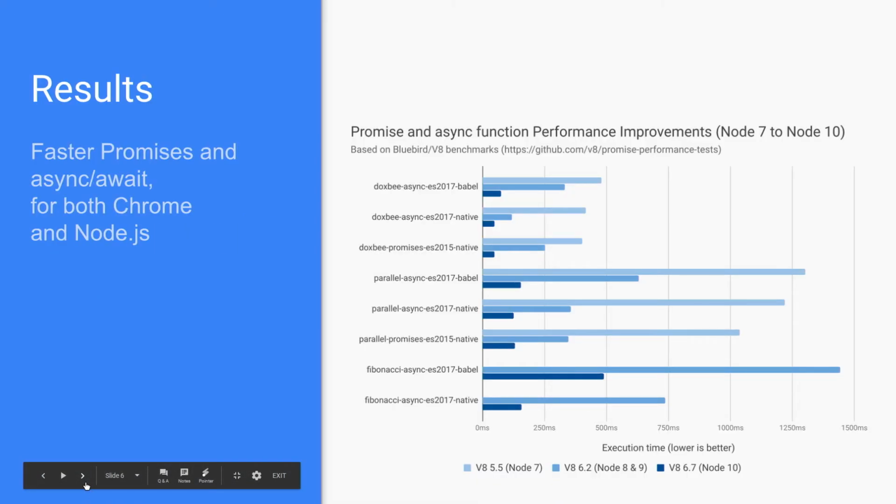And so here are some of the benchmarks we have been running. Both for transpiled code and for native code, we have been making a lot of progress. You see V8 5.5, that's 1.5 years ago, compared to what we have now, we are way faster.